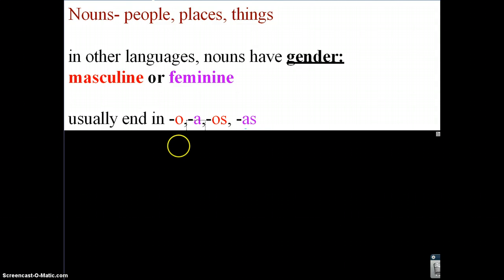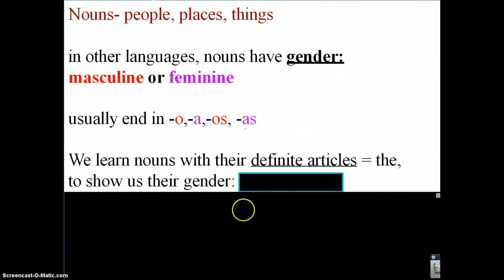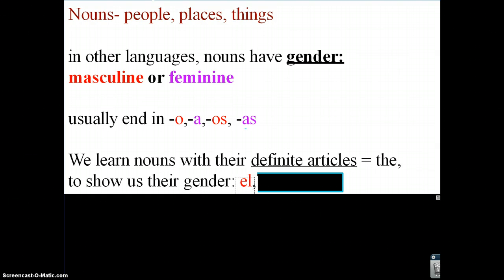But just in case the ending does not in fact tell us what gender a noun has, when we learn nouns for the first time, we learn them with their definite articles to say the. And these definite articles show us if a noun is in fact masculine or feminine. If a noun is singular and masculine, we use the article el in front of it to say the. If a noun is singular and feminine, we use la in front of it. And if we want to make these plural, el changes to los and la changes to las.